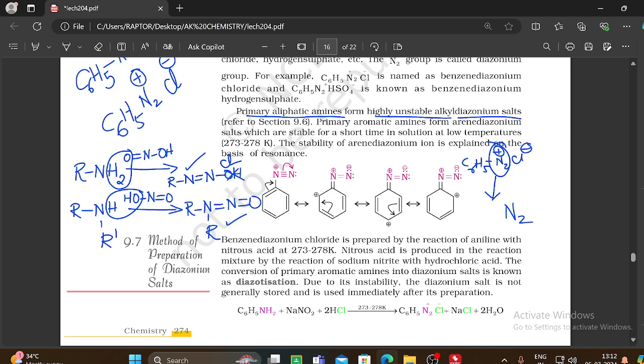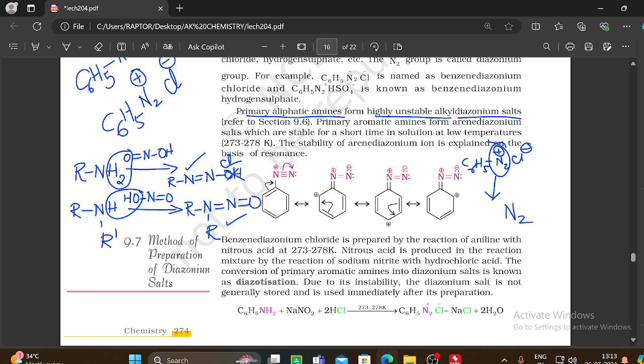Generally, see the aliphatic amine order. Primary is more basic. More basic means it readily donates electrons. When it readily donates electrons, it is readily available to be involved in chemical reactions. When it is readily available for chemical reaction, it is highly unstable, which is more reactive. That is the concept here.